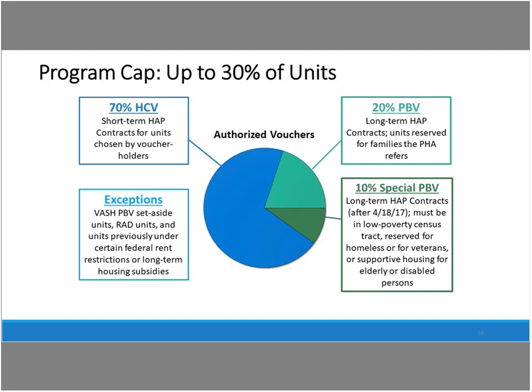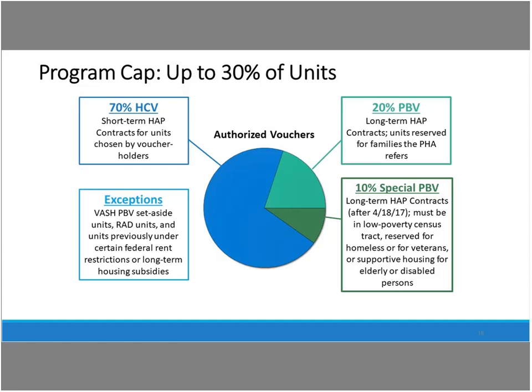So the program caps. If you have a Housing Choice Voucher program, your ability to project-base those units is limited by your program cap and then by your project cap. The program cap allows for 20% of your overall program to go to long-term HAP contracts, and then an additional 10% for special PBV contracts if this criteria is met.